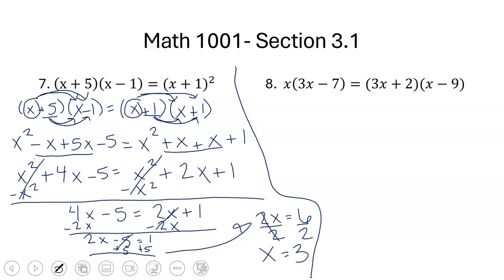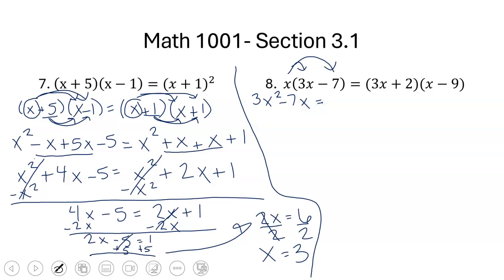Number 8, we distribute the x. Because distributing is multiplying, you need to add the exponents. So this is 3. How many x's? I have 2 x's, so 3x squared. And then x times -7 is -7x.